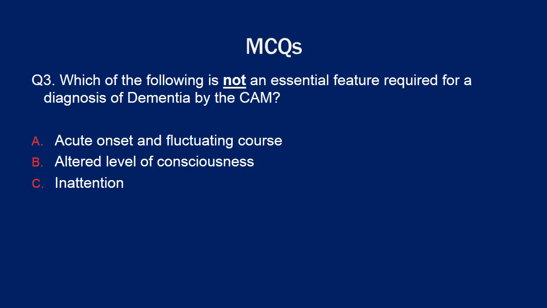Question 3. Which of the following is not an essential feature required for a diagnosis of delirium by the CAM or confusion assessment method? If you want, you can pause and select your choice. And the correct answer is B. B is not an essential feature, whereas A and C are essential features. Both A and C are required.